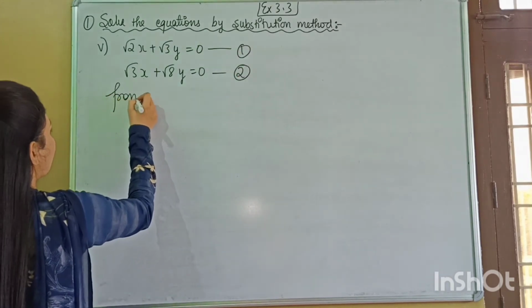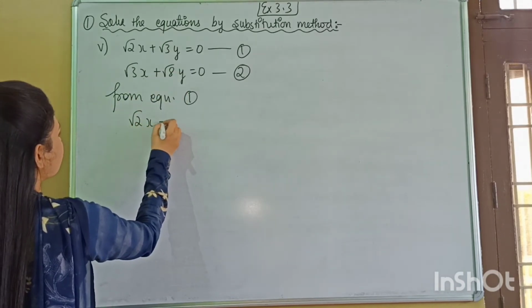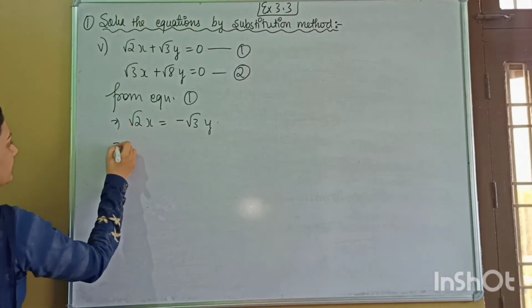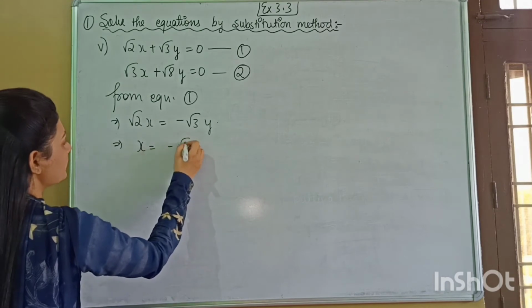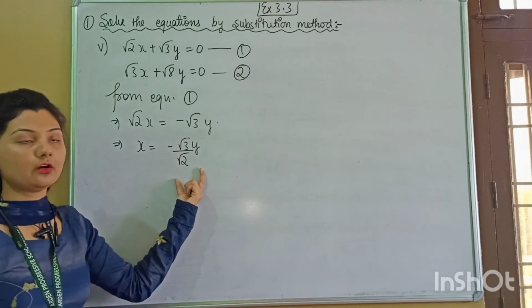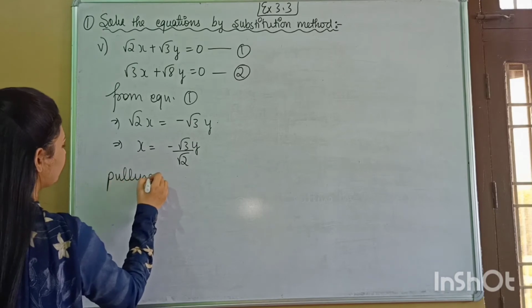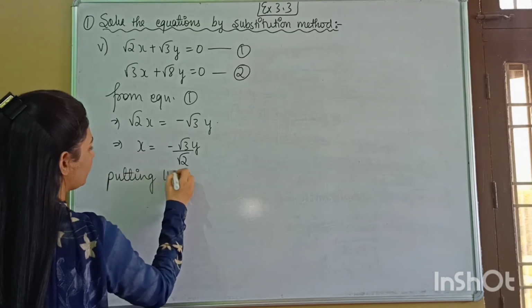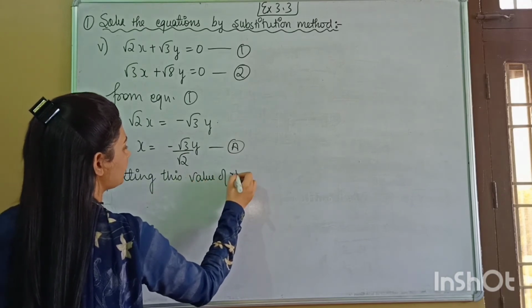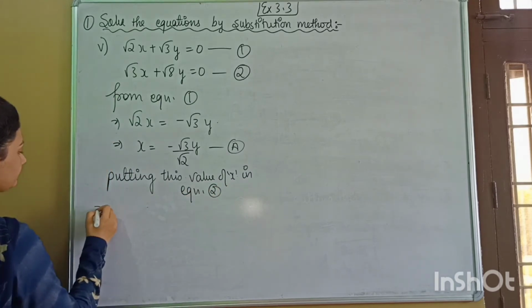So from equation 1, this is root 2x, this plus will go to that side, so it will become minus root 3y. So now x is equals to minus root 3 divided by minus root 2 y. So we have got the value of x. Now putting this value in equation 2. Name this as A. Putting this value of x in equation 2. What is the equation?